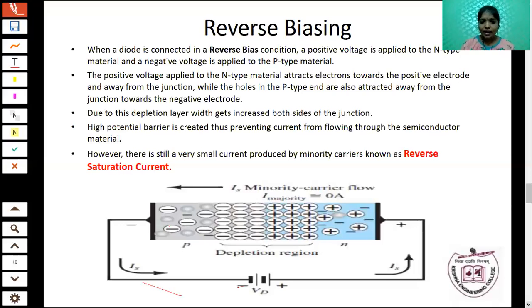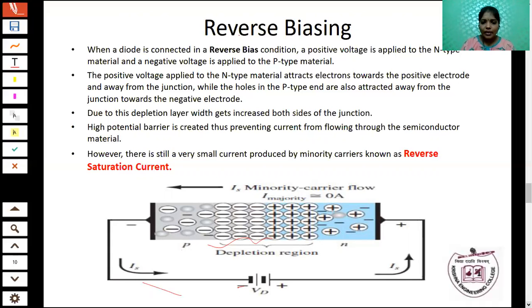Then what will happen? The width of the depletion layer gets increased. That means more negative ions and positive ions are formed near the junction. So in the forward bias condition, the width of the depletion layer is decreased. In the reverse bias condition, the width of the depletion layer gets increased. If the width of the depletion layer gets increased, what will happen? A large potential barrier is created across the junction. So it is very difficult for the electron to cross the junction and move towards the P-type material.